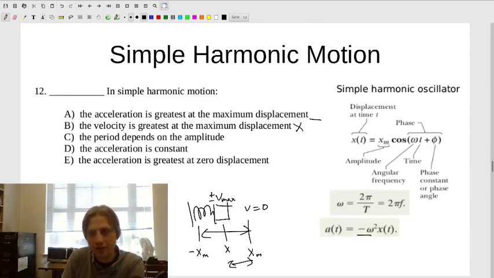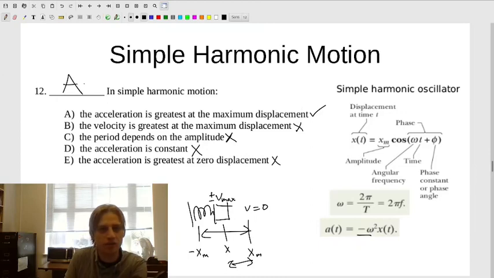Period depends on amplitude. Well, doesn't seem to. It seems to just be independent somehow. That of course depends on your model, but in the simple harmonic oscillator, that is not true. Period is independent of amplitude. Acceleration is constant. No, it's constantly changing depending on what part of your cycle you're in. Acceleration is greatest at zero displacement. Also definitely not true. So you use your process of elimination in doing a multiple choice question like this, and you can figure out which one is the best answer.